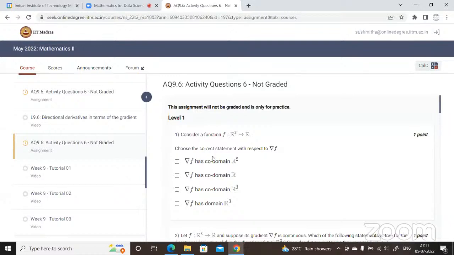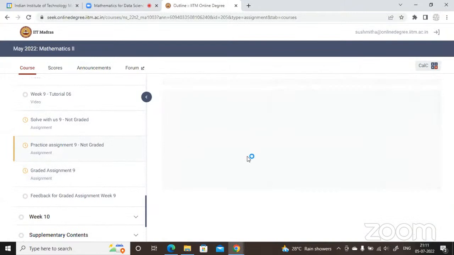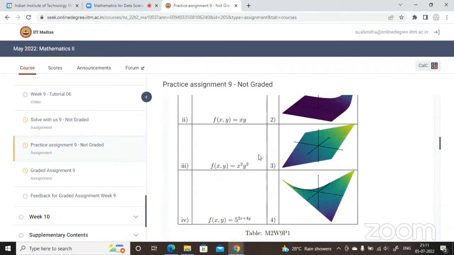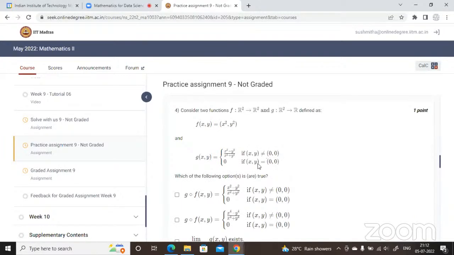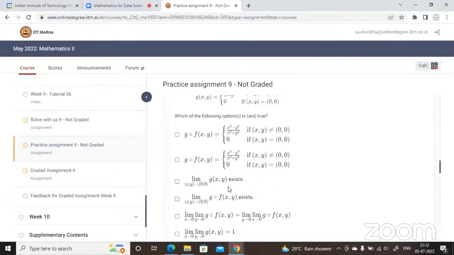Yes, ma'am. Practice assignment question number 6 and 4. How to find limit of limit? Question number 4. Did you check the solution? Yes, I checked it. I can't understand limit of limit. So how to find that? So here the iterated limit is much simpler than the limit of (x, y), because here you have to treat it as a function of one variable, apply the limit, and then go to the next.